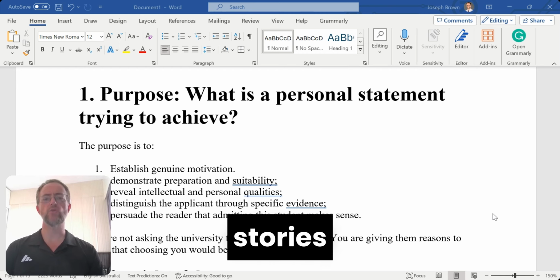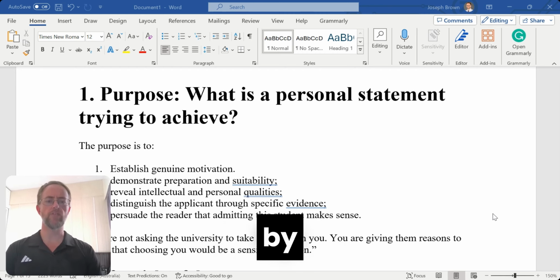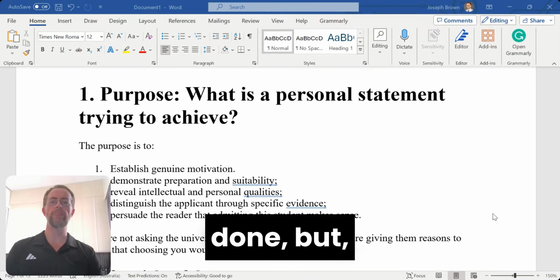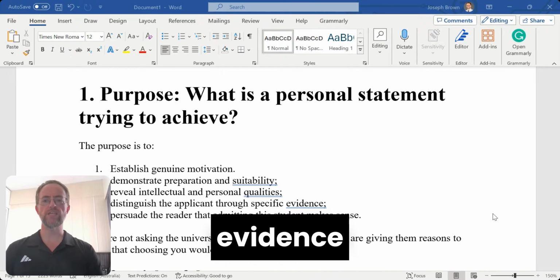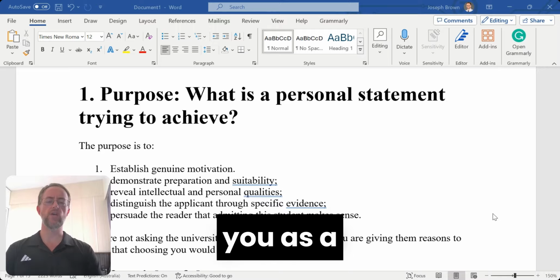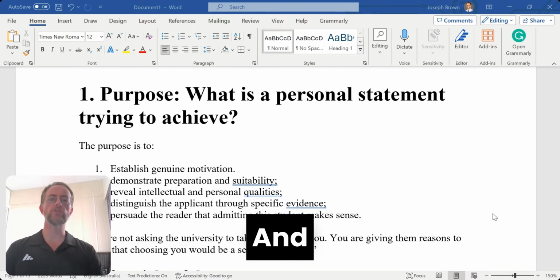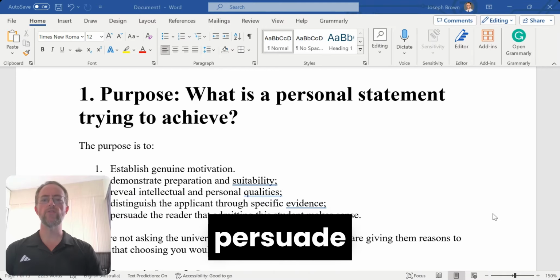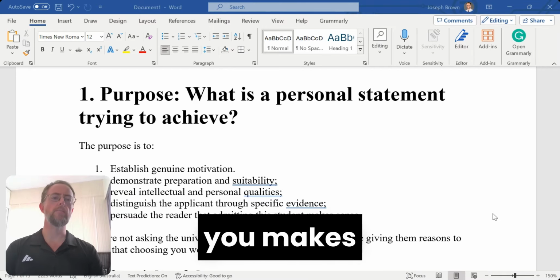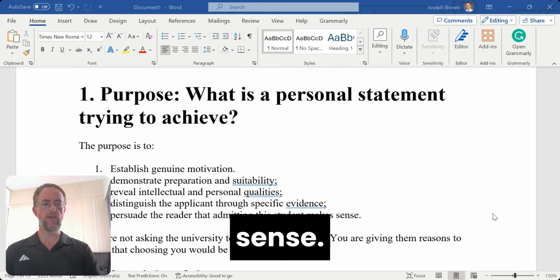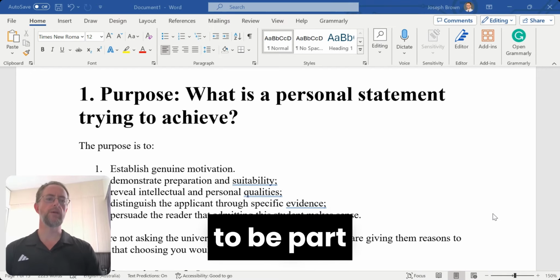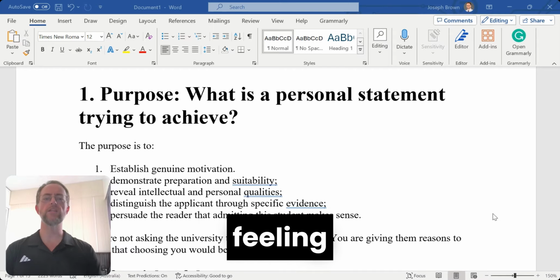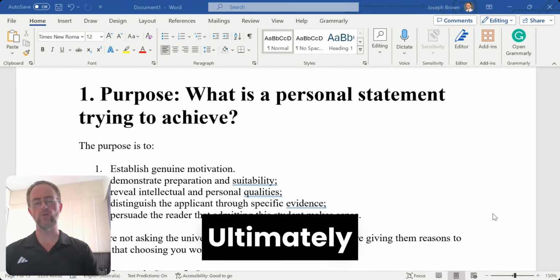Not just telling stories about yourself, not just throwing down what subjects you've done, but giving specific evidence that distinguishes you as a quality applicant. And ultimately, you want to persuade the reader that admitting you makes perfect sense. They want you to be part of their team. That's the feeling that you want them to have at the end, ultimately.